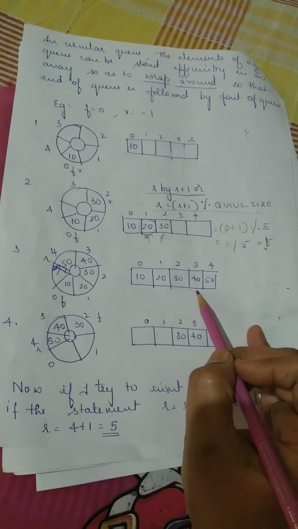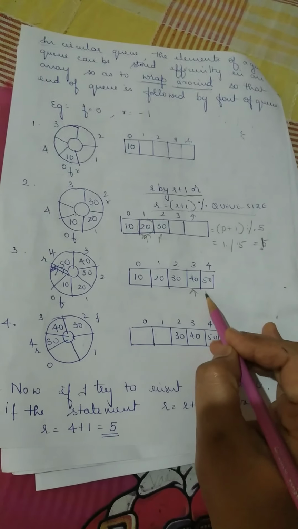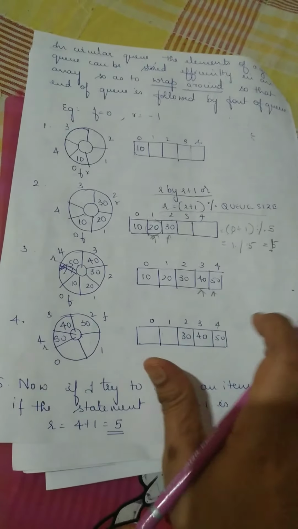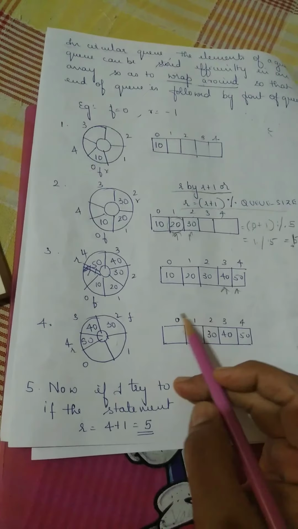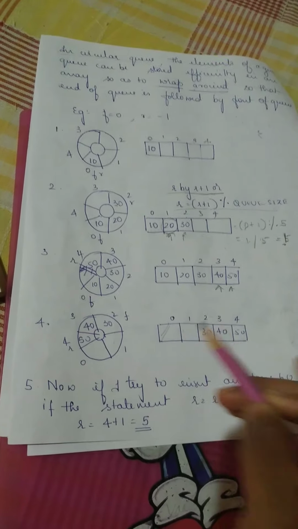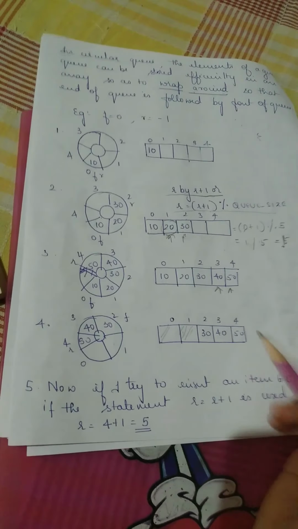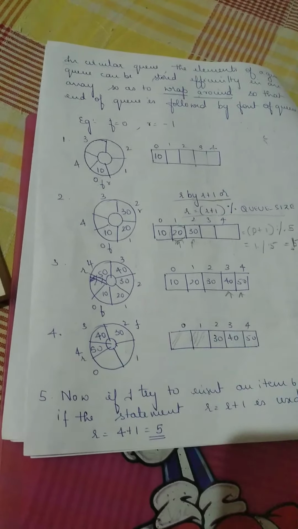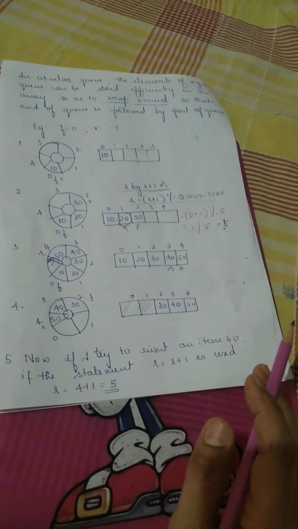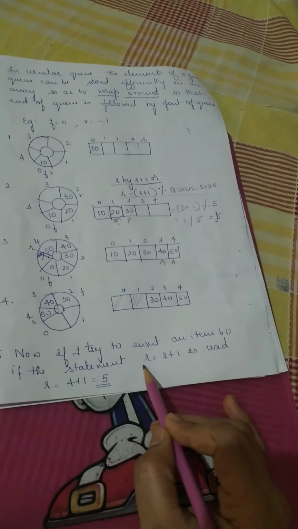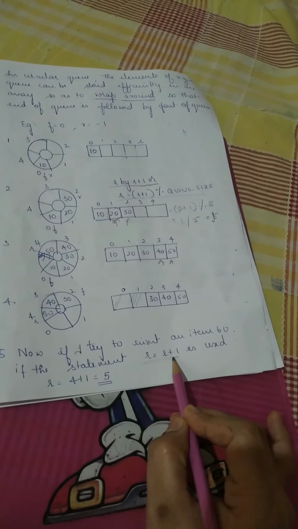Similarly, I can insert the third and fourth item. Now, the queue is full. Now I'll delete the 0th and first index values. 3 items are remaining.